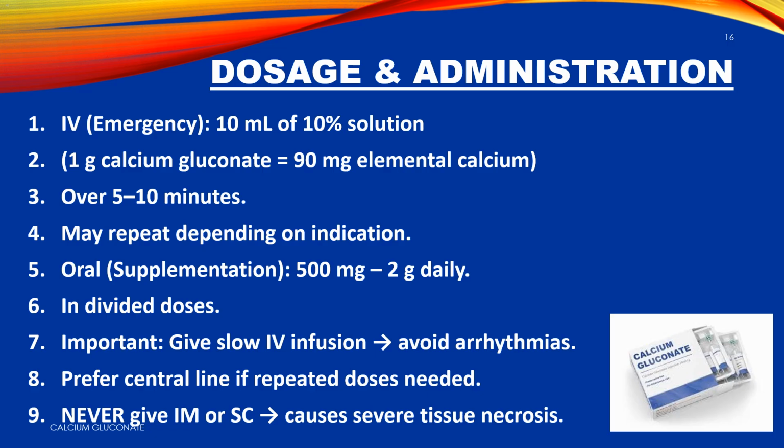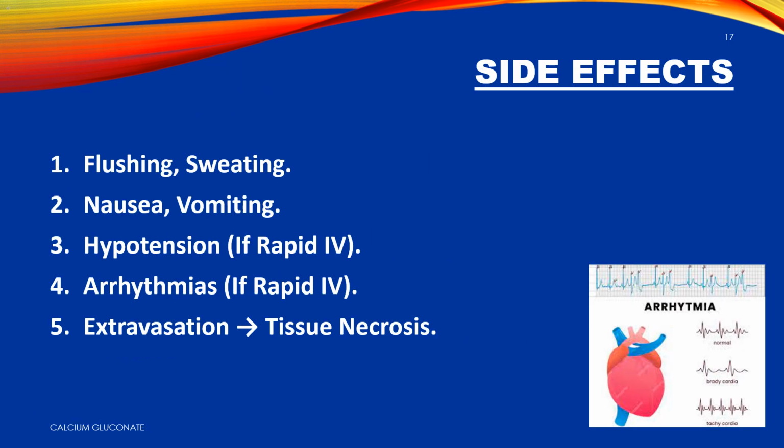8. Prefer central line if repeated doses needed. If multiple doses are required, a central line is preferred to minimize the risk of extravasation and tissue irritation. 9. Never give IM or SC, as it causes severe tissue necrosis. Calcium gluconate should never be administered intramuscularly (IM) or subcutaneously (SC) due to the high risk of severe tissue damage and necrosis.